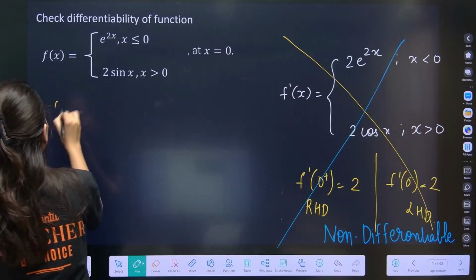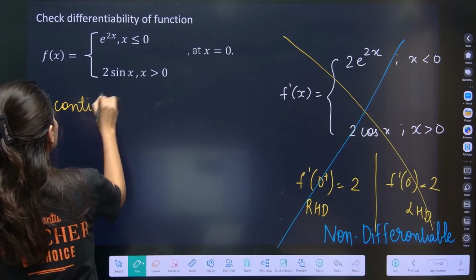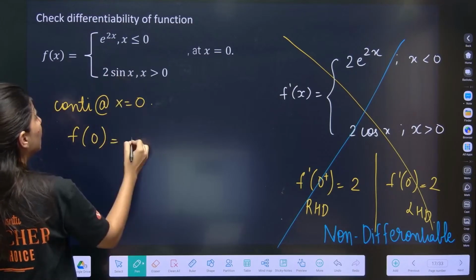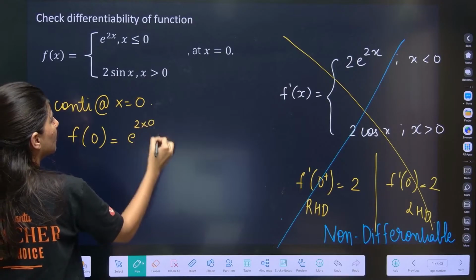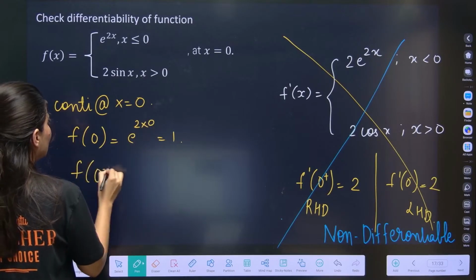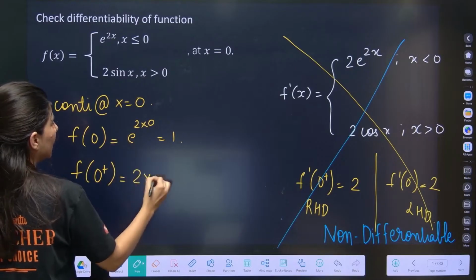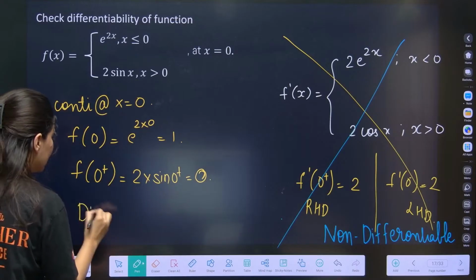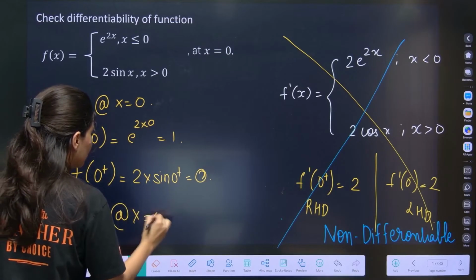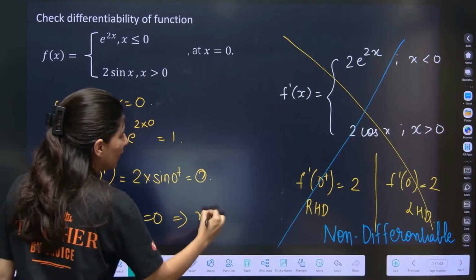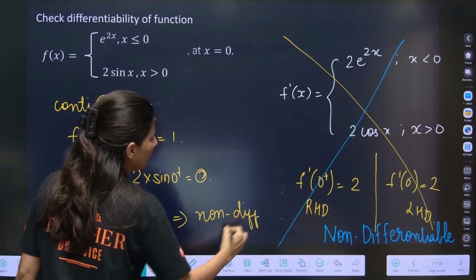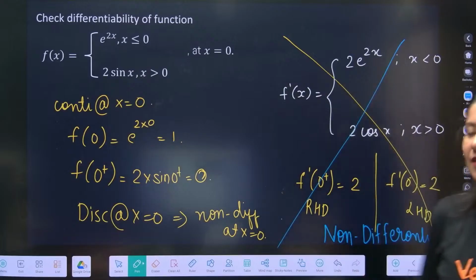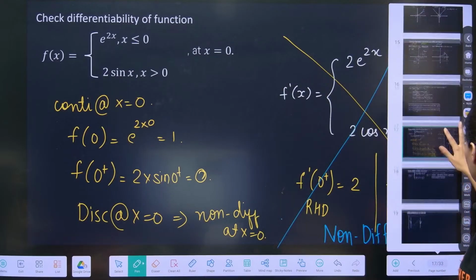First of all, check continuity at x equals to 0. F of 0, tell me. So ma'am, f of 0 will be e power 0, so that is 1. F of 0 plus: 2 multiply sine 0 plus. Sine 0 is 0, so this is 0. The function is discontinuous at x equals to 0. That implies the function is non-differentiable as well at x equals to 0. You don't have to check it. Okay? Yes. So that's the core concept which I'm trying to tell you.